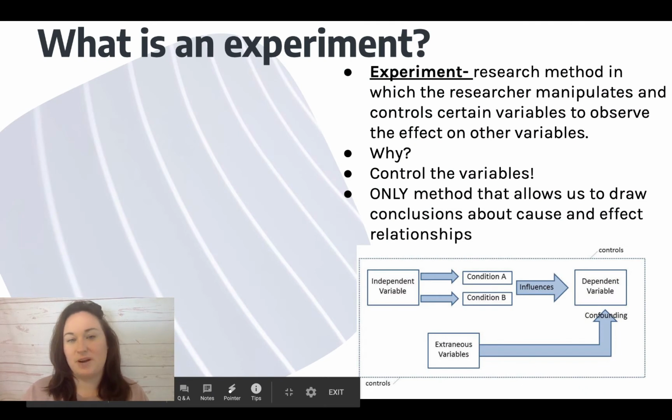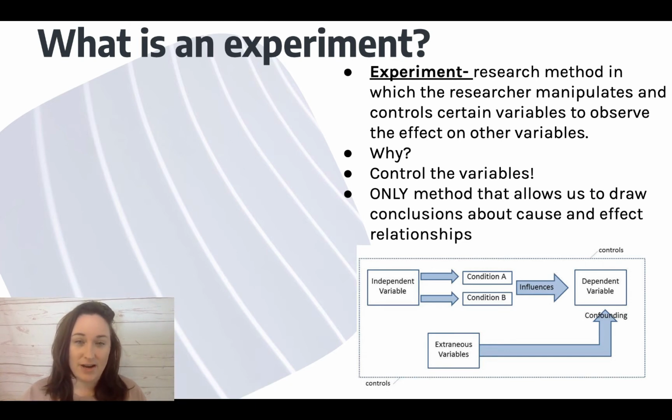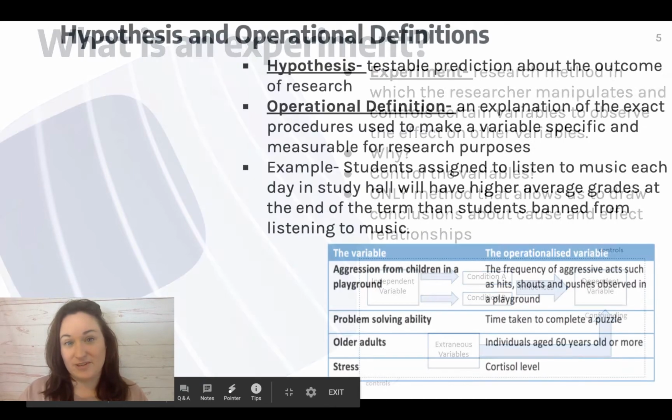So what is an experiment? This is a research method where the researcher is going to manipulate and control certain variables and try to see if one causes another to react. So why would we conduct experiments in psychology? Well, the only way that you can see cause and effect between two things is to conduct an experiment. So there's a lot of reasons.